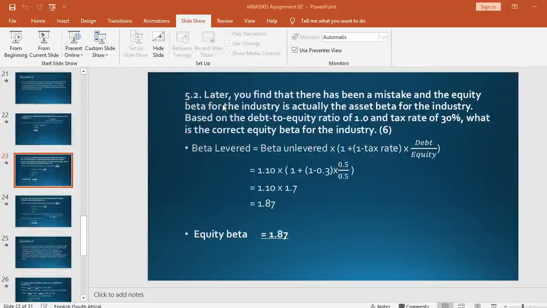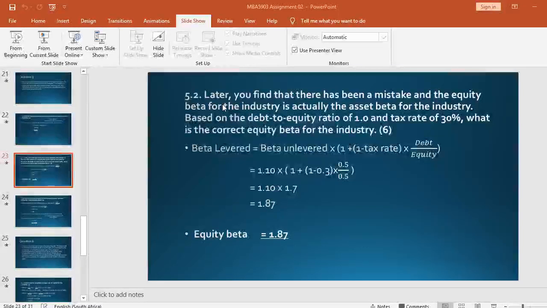Now, I'm going to explain this and I'll repeat. Please ask if you are not getting it. Is this the assignment? Yes, this is the assignment. So basically now we have to calculate the equity beta. They are saying there has been a mistake: what they thought was the equity beta is actually the asset beta. So the 1.10 was actually the asset beta, not the equity beta.